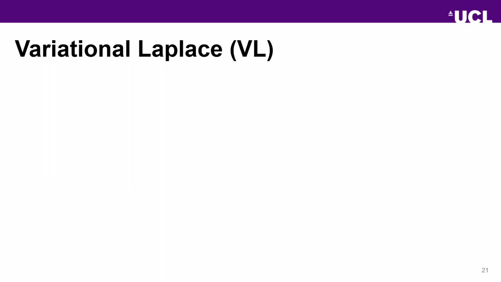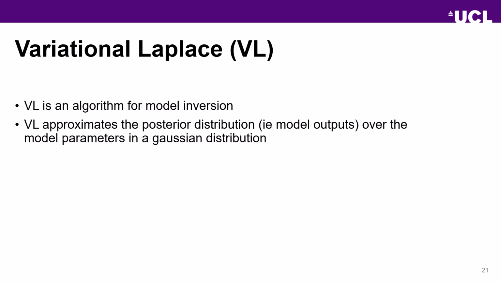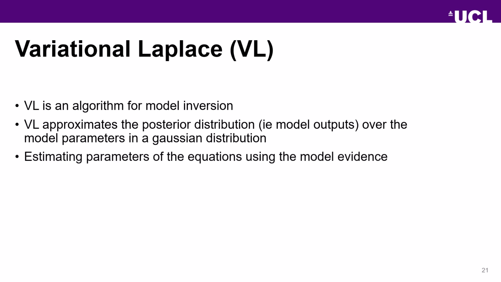So how do we do that? We use something called variational Laplace, and I'm really not going to go into detail on this because it will take me a bit of time to do, and I think it might be covered a bit later on in the course, but essentially it's an algorithm for model inversion, and it approximates the posterior distributions over the model parameters, again, giving you Gaussian distributions of those. So estimating the parameters of the equation using the model evidence. And this is handled by SPM DCM estimate.